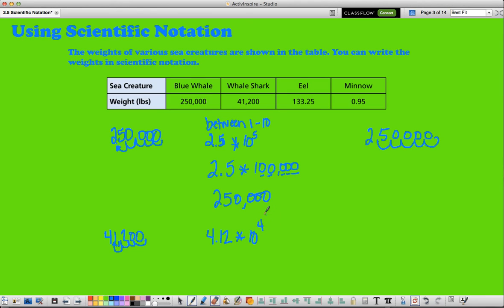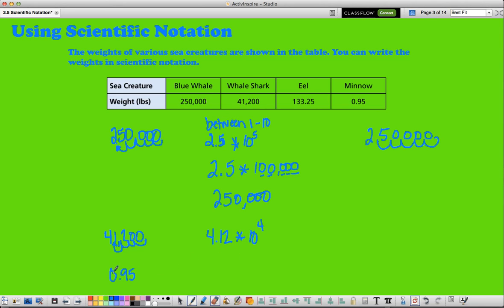Now, the reason that the exponent is positive is because when I change it from scientific notation, I want the number to be greater than 1. I want the number to get bigger, so I need to have a positive exponent. Here, we're going to look at the minnow, and we have 0 and 95 hundredths.